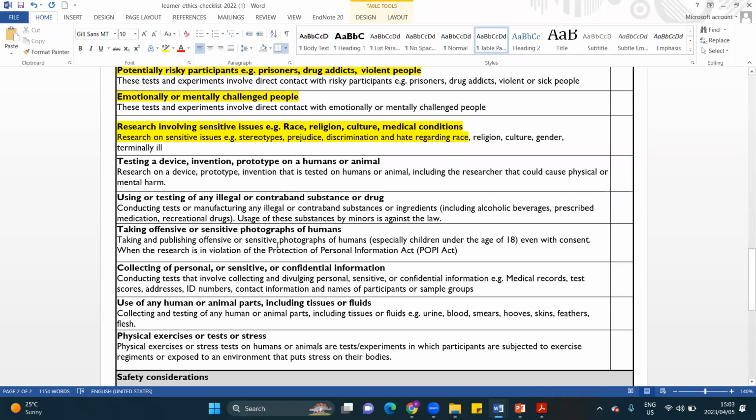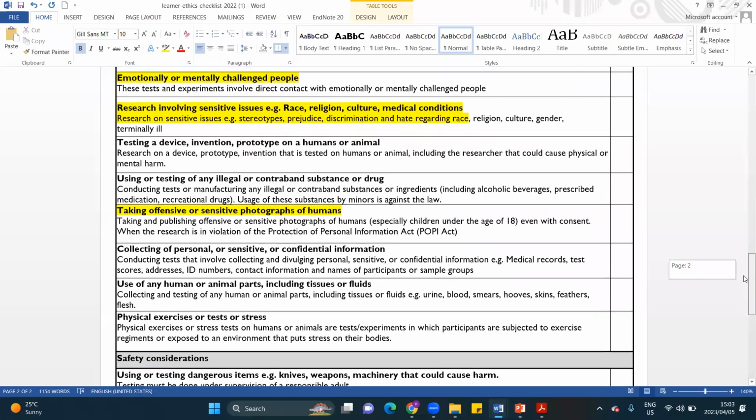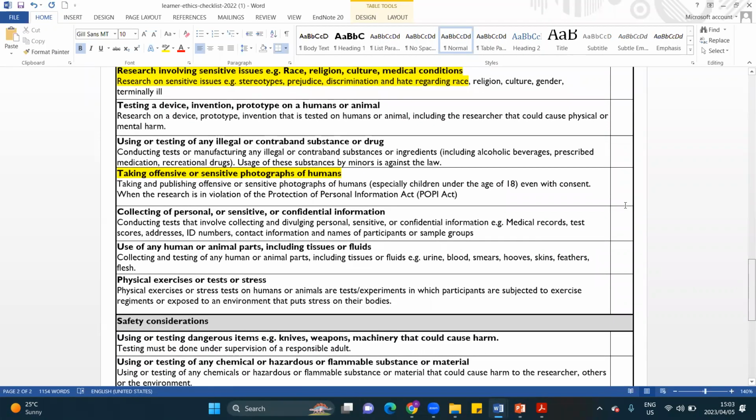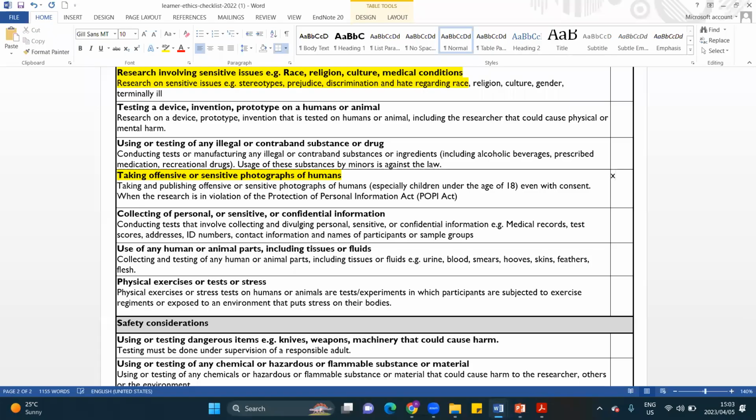Is there anything else? Offensive photographs. This might be the case in social science, where someone doing a project about abuse decides to put in pictures of women being abused. That sort of thing is not allowed. So just make sure you're not guilty of that. Collecting sensitive, this is another one.